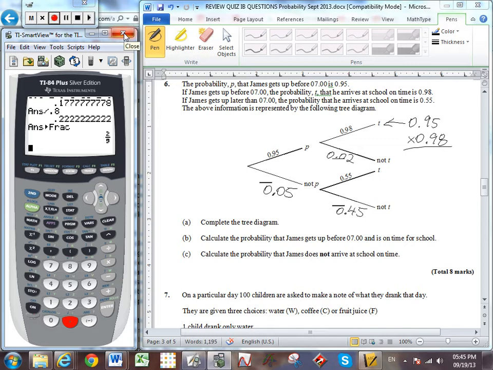Well, I don't know if I can reboot this on the spot. So I'll try to finish this example without a calculator. Please do your best under the circumstances. The answer to part B then is 0.95 times 0.98, whatever that gives you, okay?